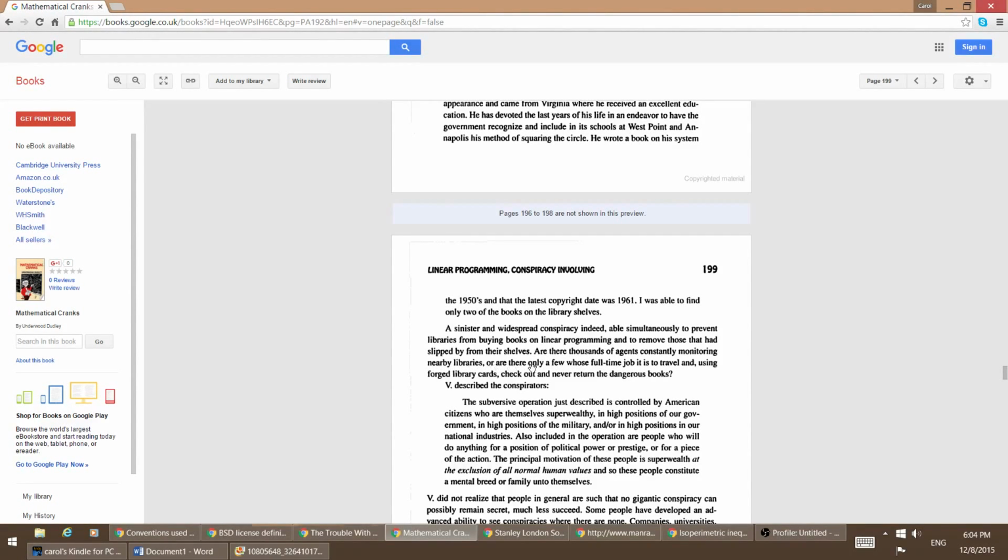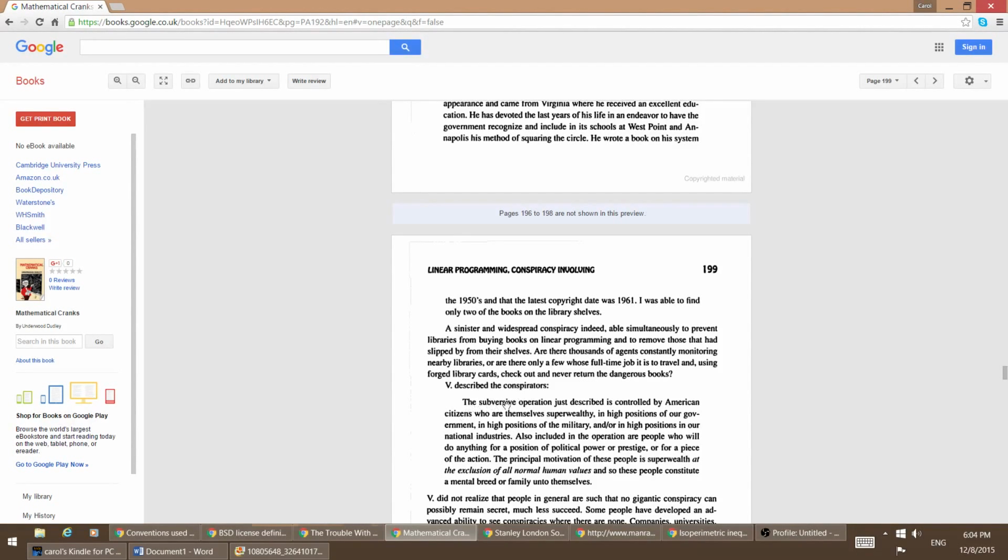Or are there only a few whose full-time job is to travel and, using forged library cards, check out and never return the dangerous books? Wow. Very good. That would be the librarian's forgery of cards, wouldn't it?